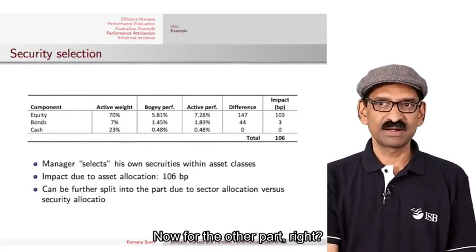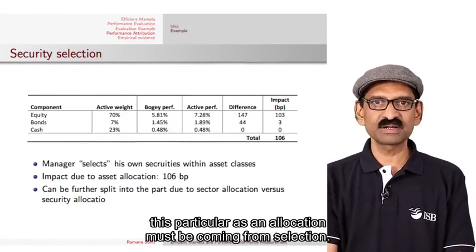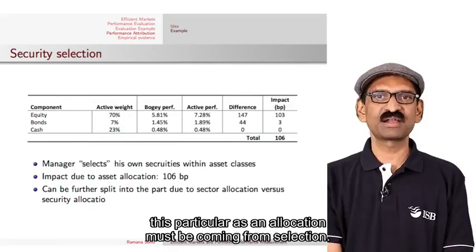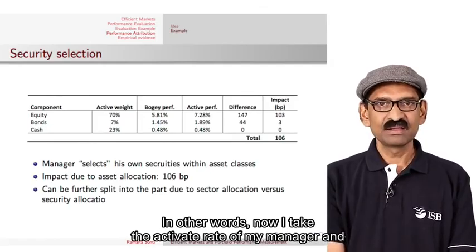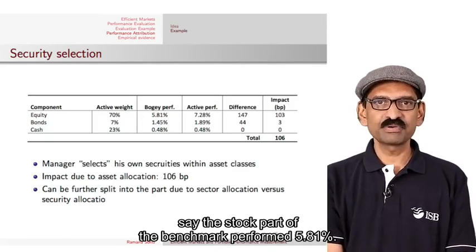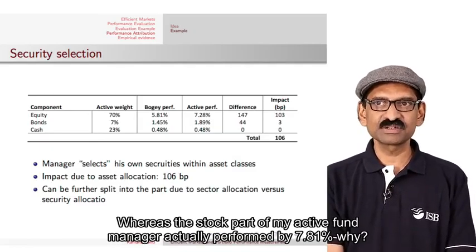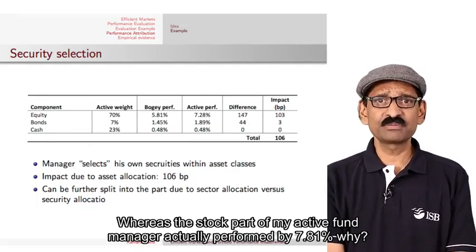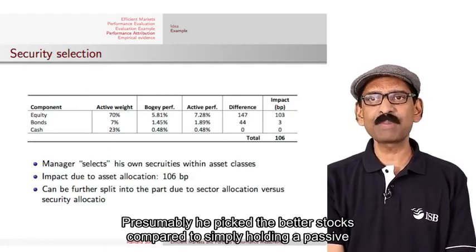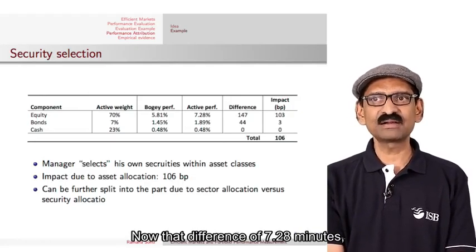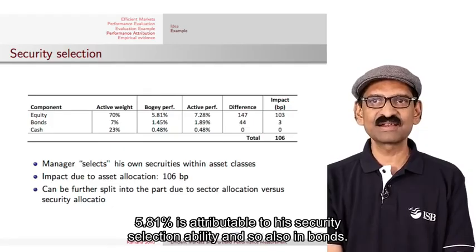Now, for the other part: obviously the 106 basis points left over after we have accounted for this particular asset allocation must be coming from selection. In other words, now I take the active weights of my manager and say the stock part of the benchmark performed 5.81%, whereas the stock part of my active fund manager actually performed 7.81%. Why? Presumably he picked the better stocks compared to simply holding a passive portfolio of equities. Now that difference of 7.28 minus 5.81% is attributable to his security selection ability.